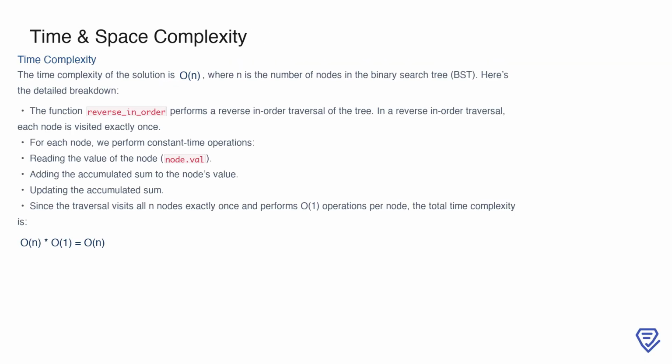The time complexity of this solution is O(n), where n represents the number of nodes in the binary search tree. This efficiency is achieved because the reverse_in_order function performs a reverse in-order traversal, which guarantees that each node is visited exactly once. During each visit, the operations performed are simple and constant in time: reading the node's value, adding the accumulated sum to it, and updating the accumulated sum. Since these O(1) operations are performed for each of the n nodes, the total time complexity becomes O(n) multiplied by O(1), which simplifies to O(n).